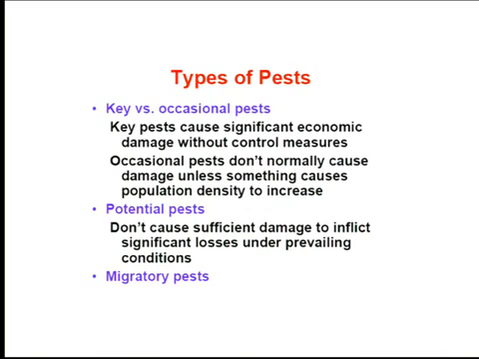Then you have potential pests, which don't cause sufficient damage to inflict significant losses under prevailing conditions. Those are potentially pestiferous insects that are herbivores that could feed on your lettuce, but they're not going to feed on it because they're controlled by natural enemies, or maybe there are other plants that they prefer of the same family that are in the environment, so they don't attack your crop.